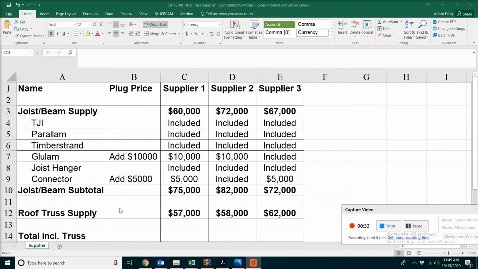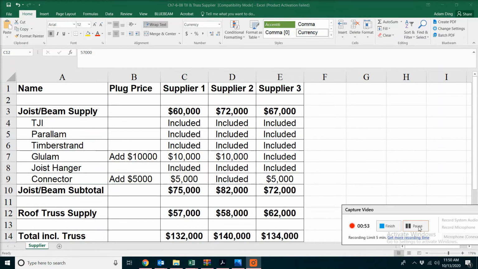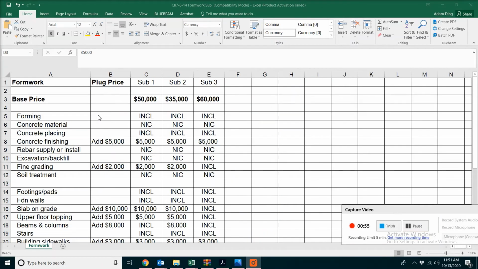Let's add up both joist, beam, and trusses to see what the whole package looks like. Similar ideas can be applied to other construction trades. Another note on the plug numbers.